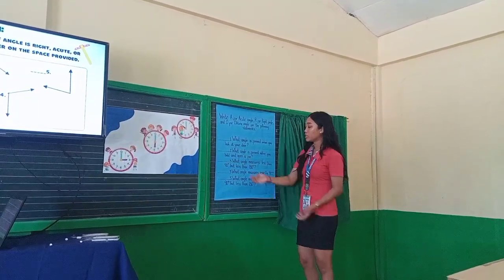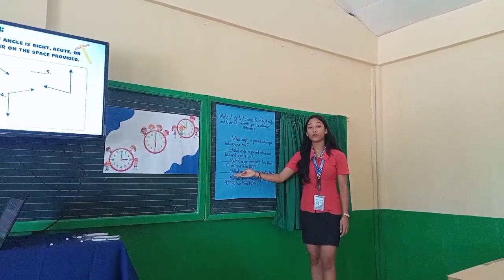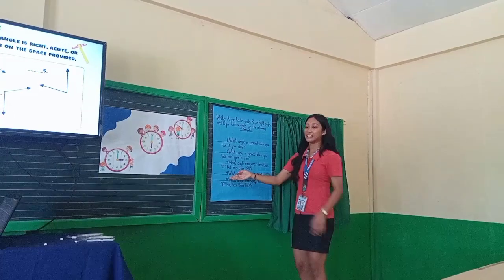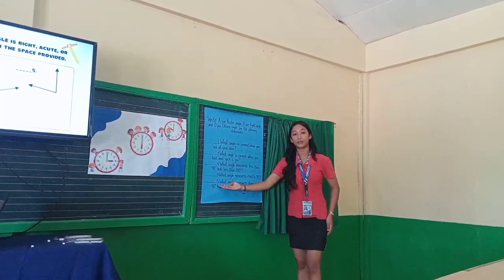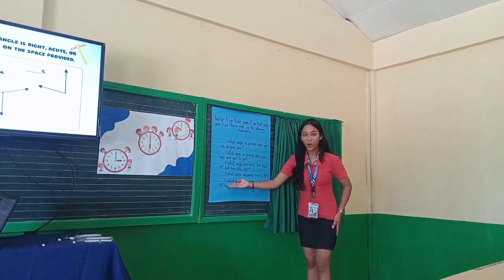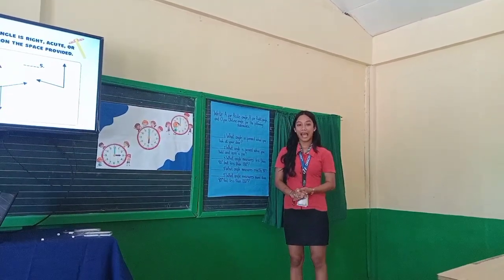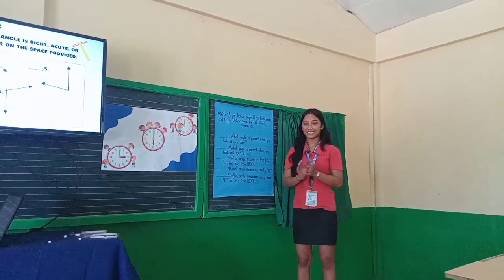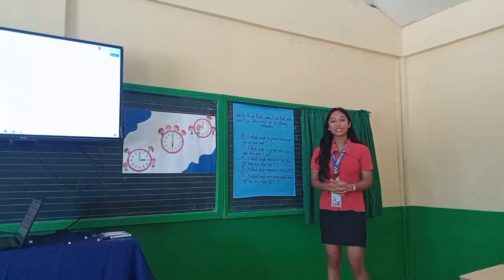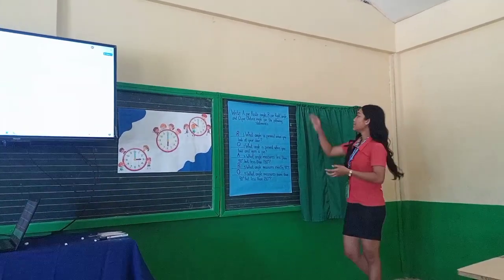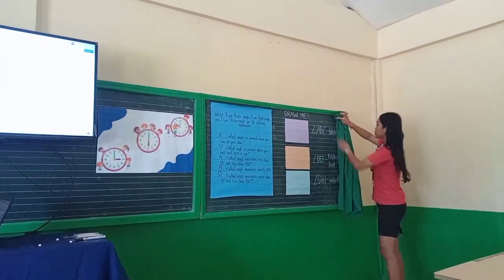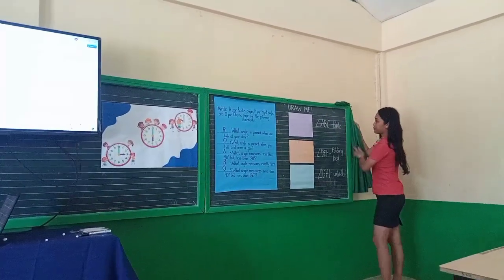Who wants to answer number 4? Number 4 is correct. It is R. It is right angle. And for the last number, it is O. It is an obtuse angle. Very good, class. Now, let us test more of your knowledge about our lesson for today. Let us have an activity which is Draw Me.